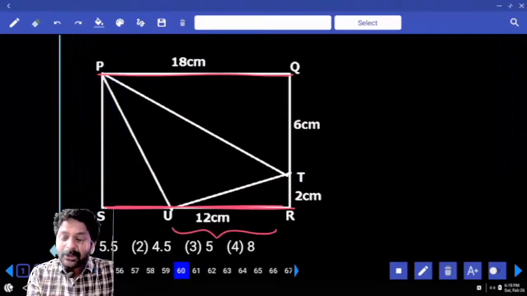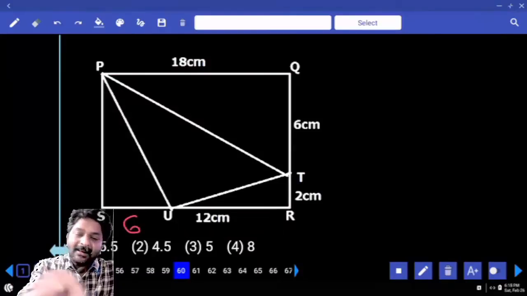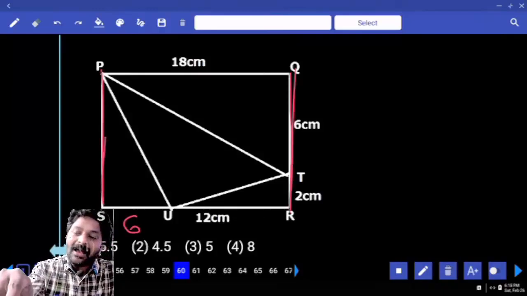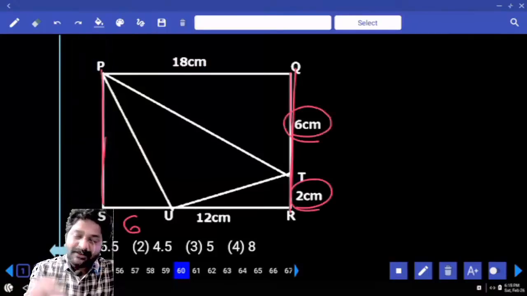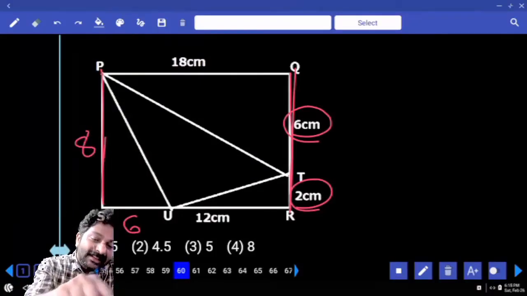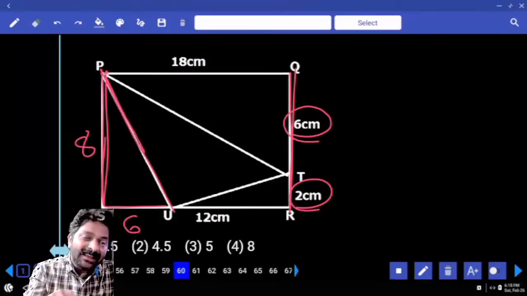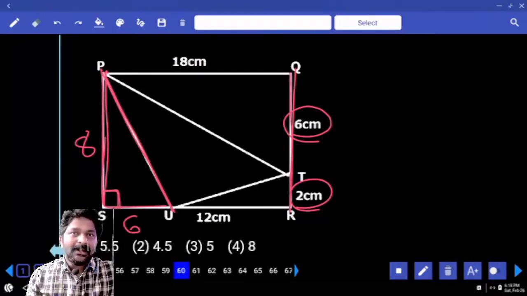Already we know that UR is equal to 12, then SU must be equal to 6 only, and then PS must be equal to QR. QR is already equal to 6 plus 2, which is equal to 8. Then PSU is a right angle triangle. As they said, it is a rectangle. Angle at S must be equal to 90 degrees.